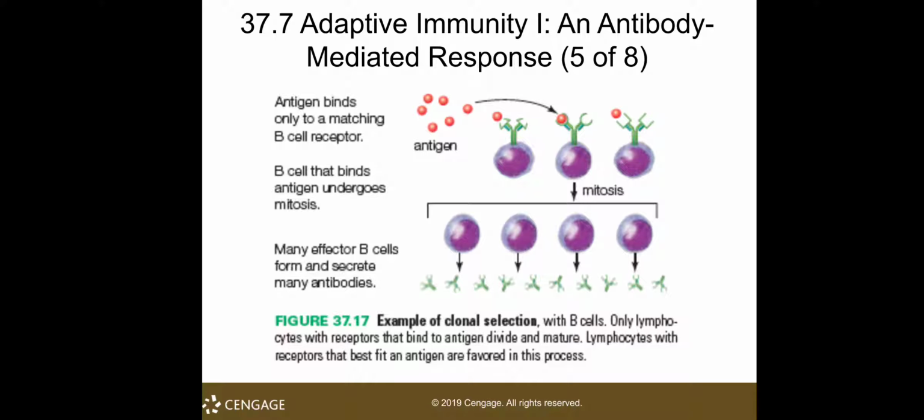So it needs the antigen to be actually present and to bind to that correct B cell, and that B cell will then be activated, and it will multiply to form the effector B cells to fight against that antigen. So this is also a mechanism of our adaptive immunity.